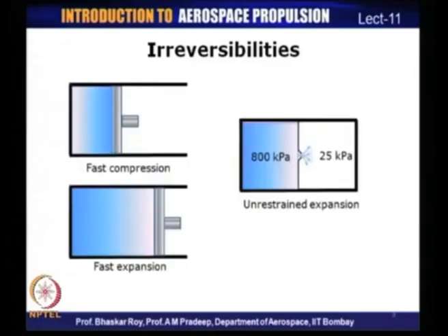Other forms of irreversibility: I mentioned fast compression. If you consider a piston moving into the cylinder at a very fast, finite rate, that is definitely a source of irreversibility, because the system will not be in pressure equilibrium at all instances of time. Similarly, fast expansion is also not a reversible process; it is also a source of irreversibility, and both these processes are basically not quasi static processes.